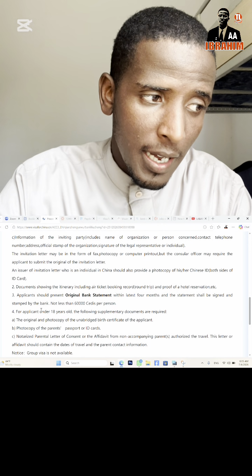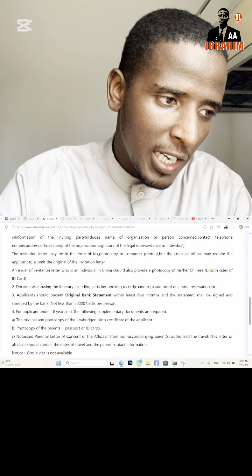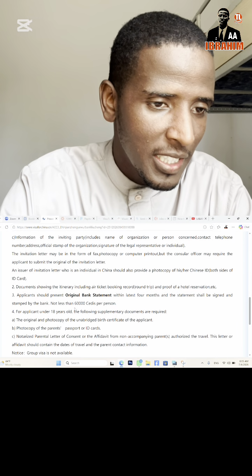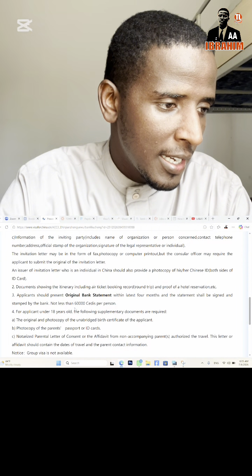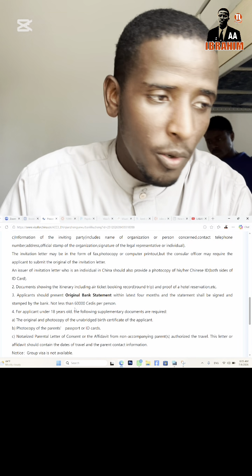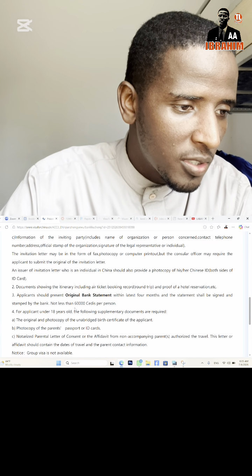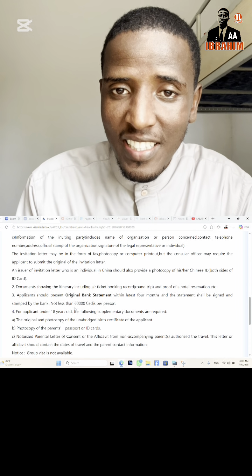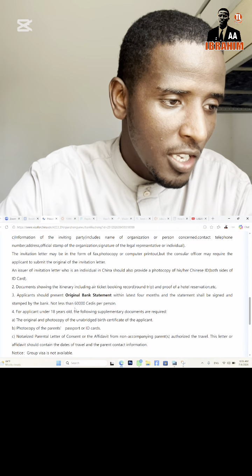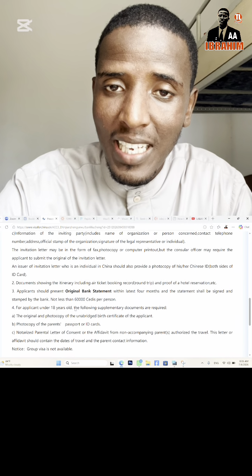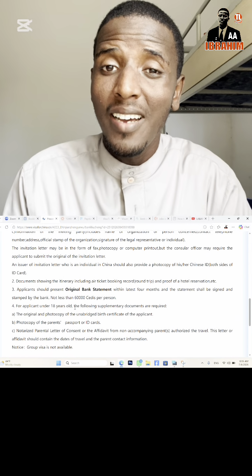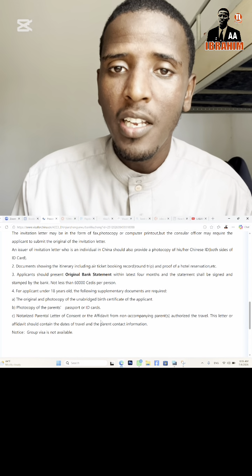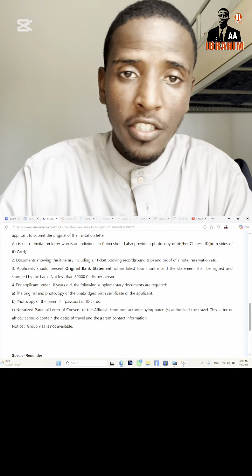Number 3, as a supporting document, applicants should present original bank statement, your original bank statement. And the interesting part is stamped by the bank. Bank should stamp on it. And then note, not less than 60,000 Ghana cedi. You must have more than 60,000 Ghana cedi per person in your bank account. It means you must have 60,000 going in your bank account, like 600 million old currency in your bank account.